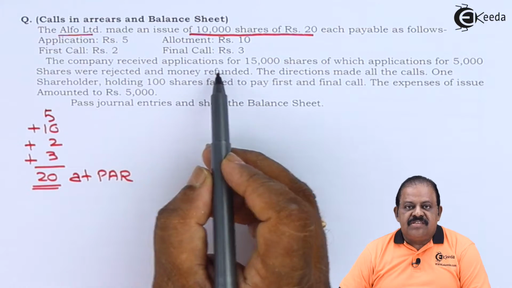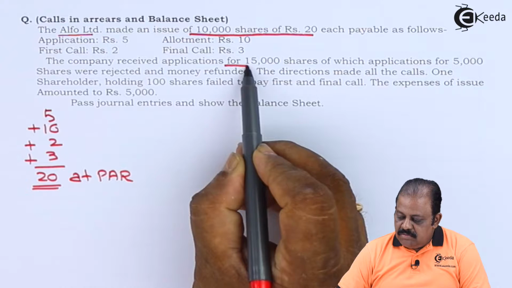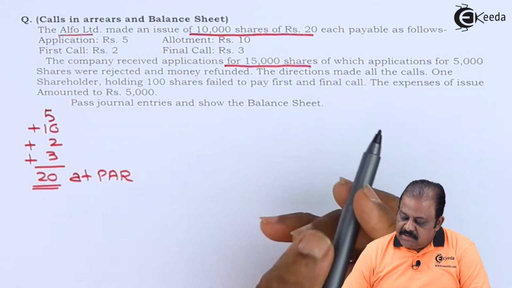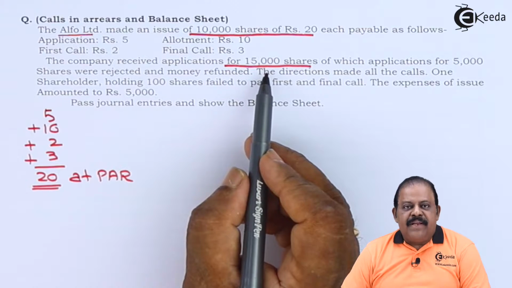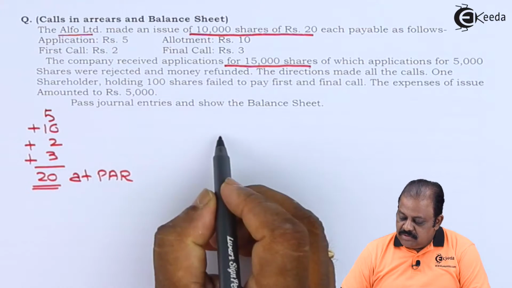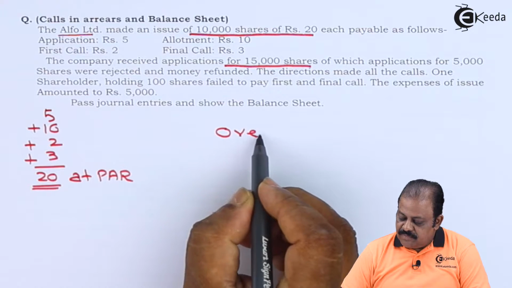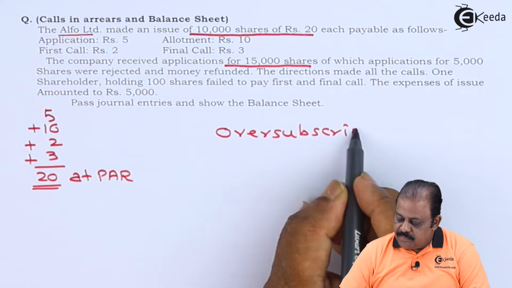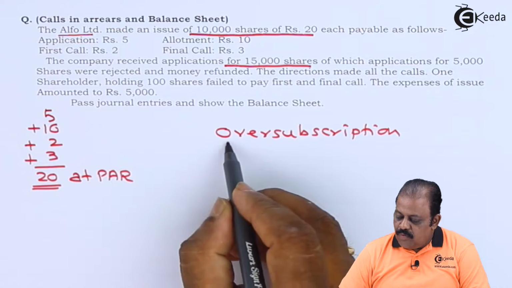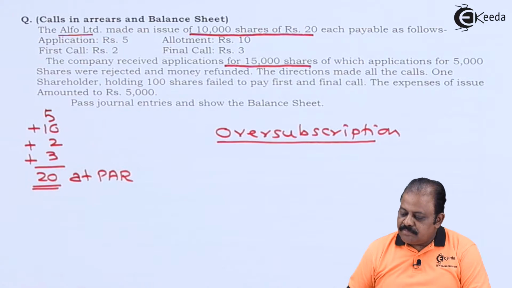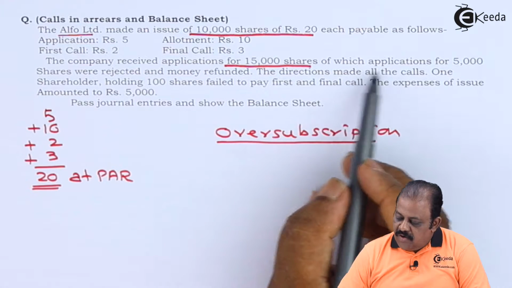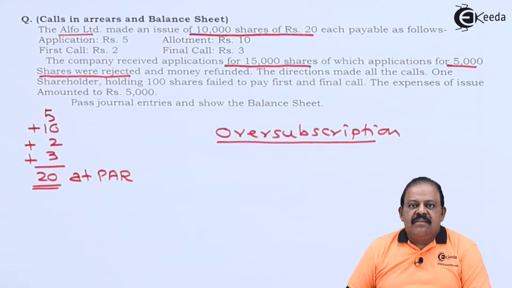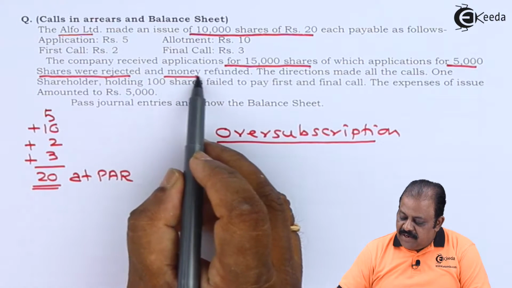Company received applications for 15,000 shares. That means company has got more applications than the size of issue. This is a case of oversubscription, of which applications for 5,000 shares were rejected and money refunded.